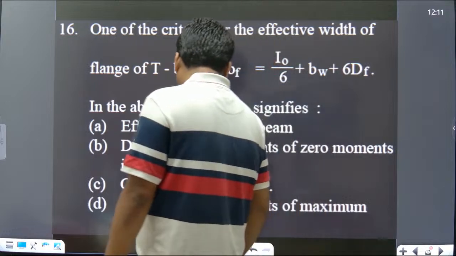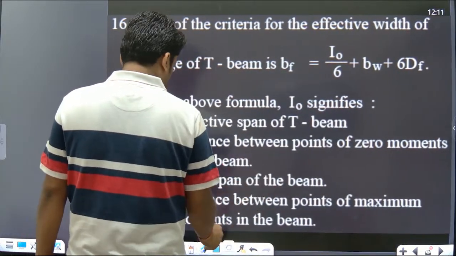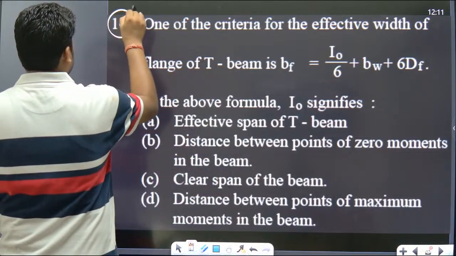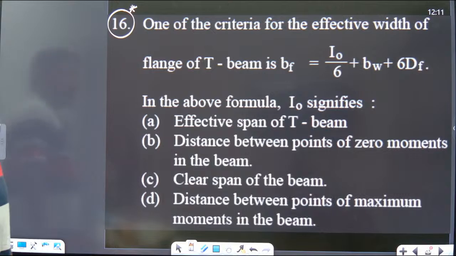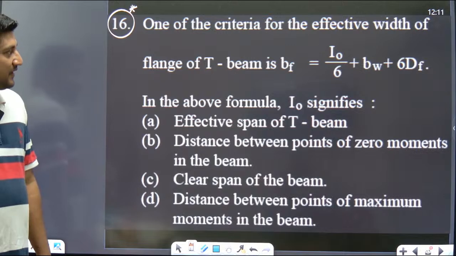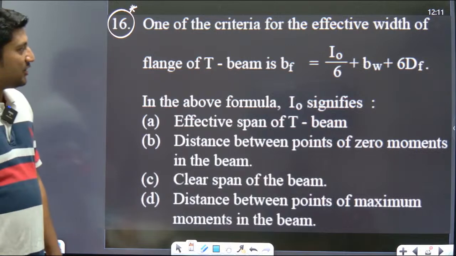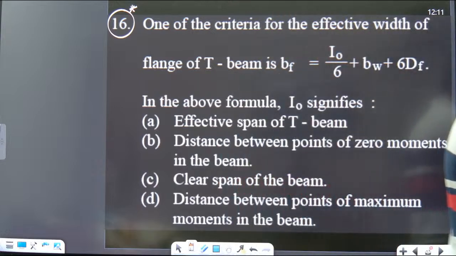Next question. Answer this question. Please put a star mark on this. One of the criteria of the effective width of the flange of a T beam is: width of the flange is equal to lo by 6 plus bw plus 6 times df. Here, what is lo?